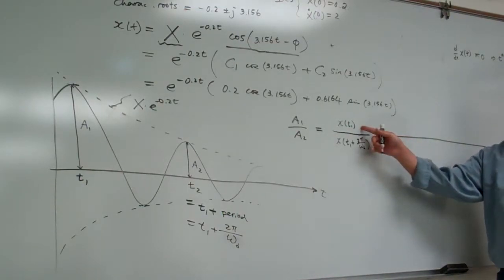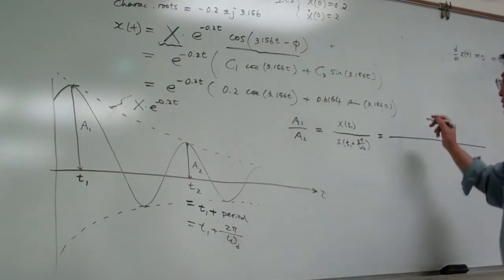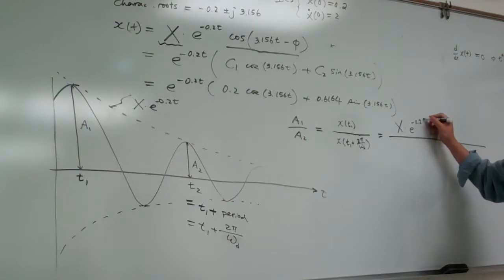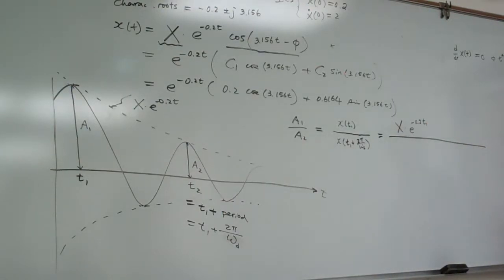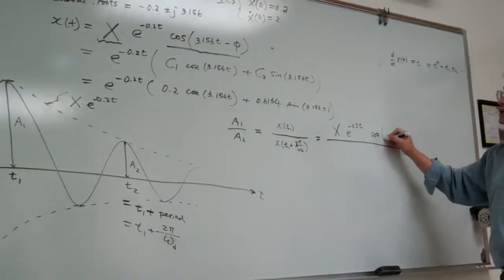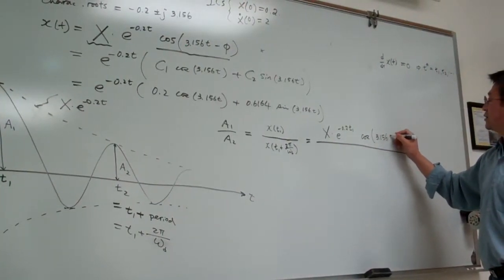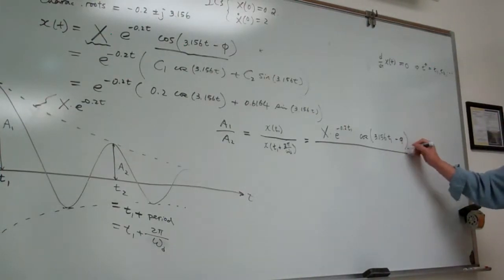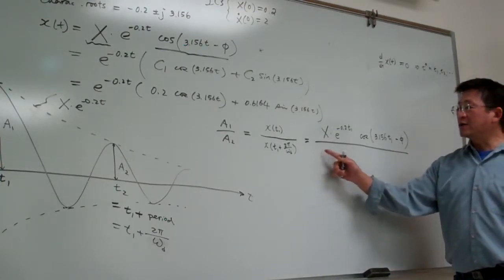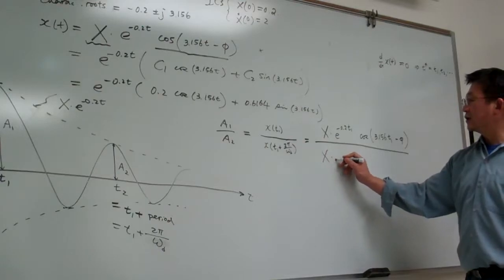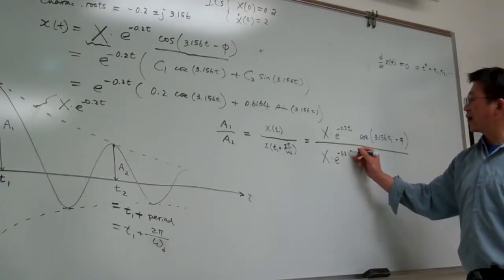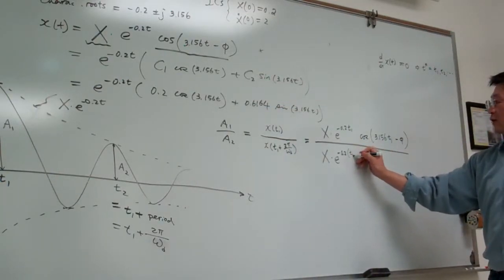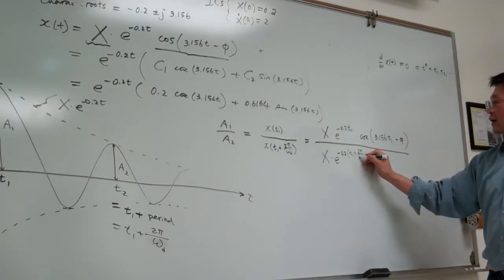So that means for the numerator, we plug in T equal to T1. That is capital X multiplied with e to the minus 0.2t, where we plug in t equal to T1, times cosine of 3.156t, where t is again replaced by T1, minus phi. Phi is a certain number, we just leave it. Now for the denominator, again e to the minus 0.2 times, now for A2 we plug in t equal to T2, that is T1 plus 2 pi divided by omega d, right?